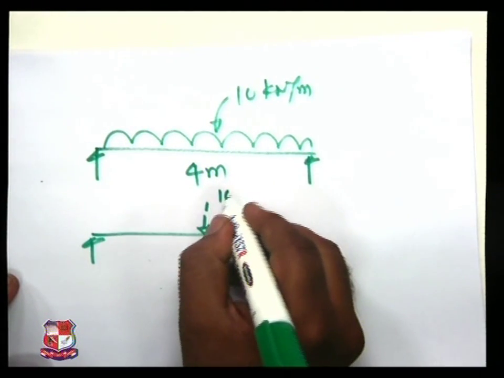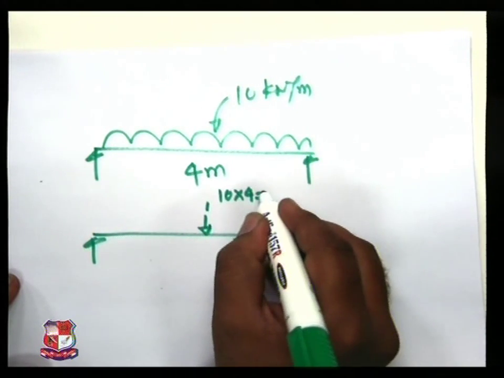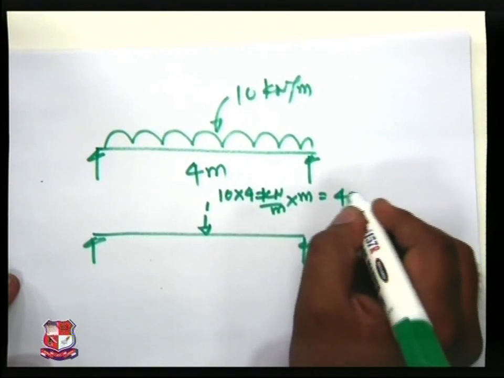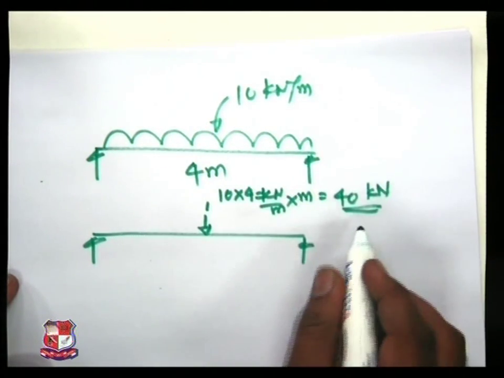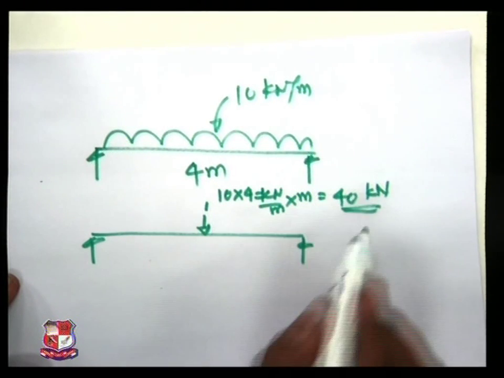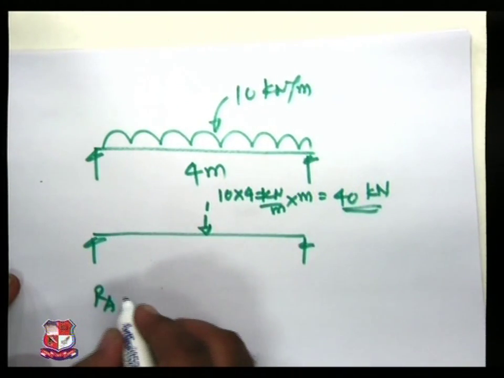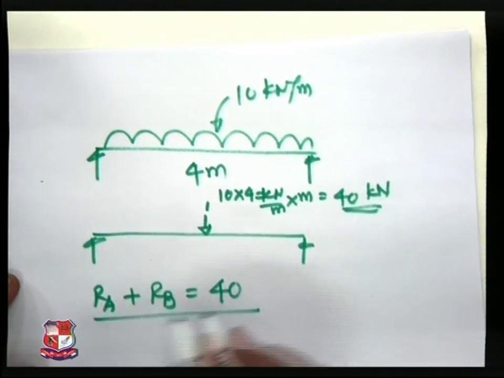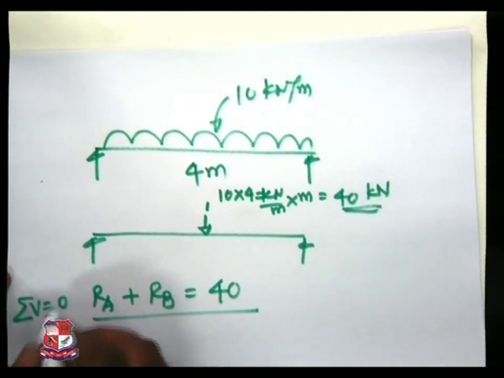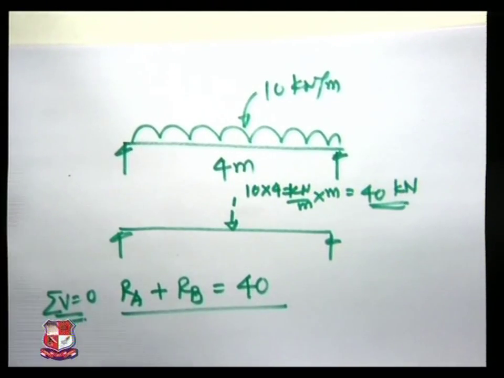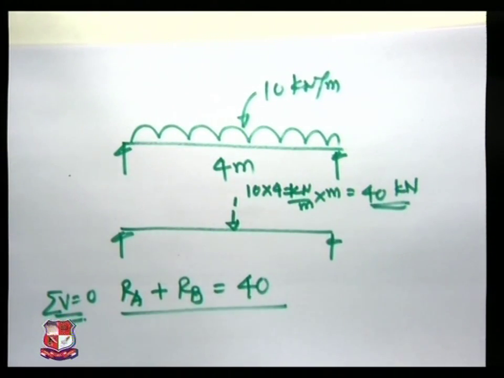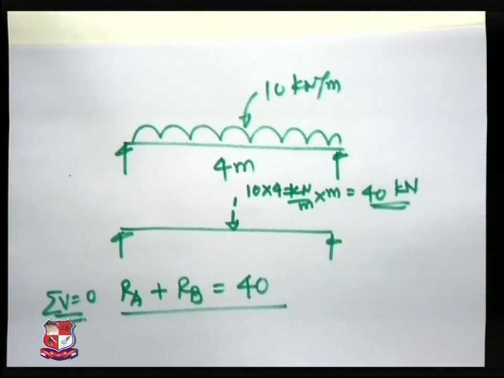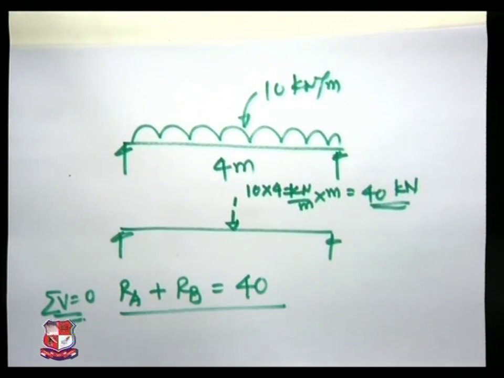Then this is nothing but 10 into 4 kilonewton per meter into meter is equal to 40 kilonewton. This is nothing but my equivalent point load. So the first equation: RA plus RB is equal to 40. This is the equation we achieve from sigma V is equal to 0. I think now students easily understood how to convert the load in terms of the equivalent point load.